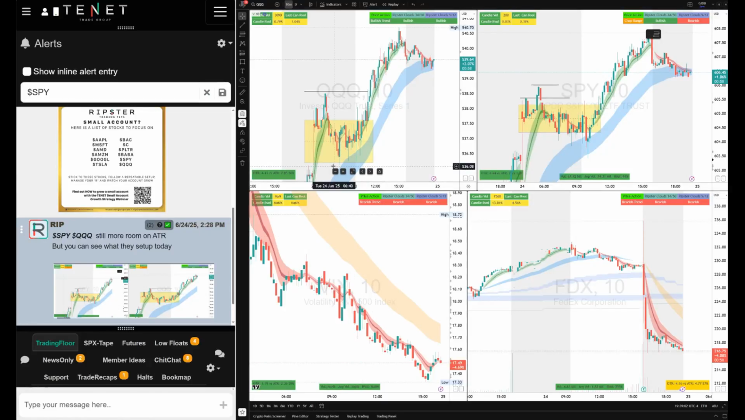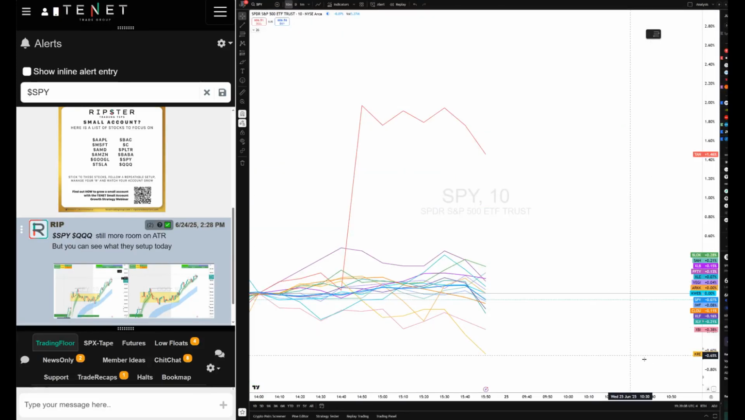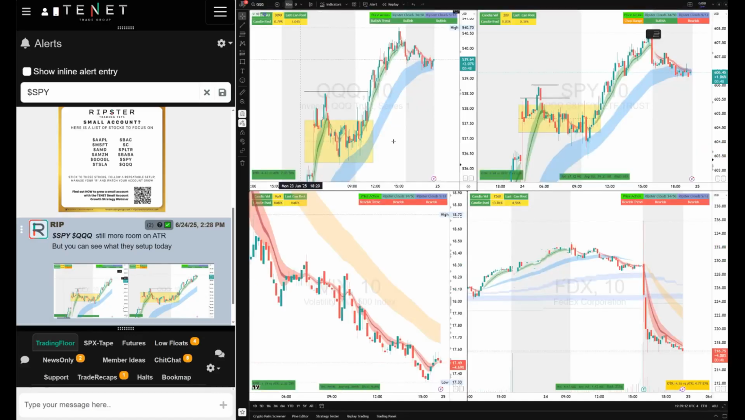Now, when the market was running, there were certain sectors, the software sectors, the cryptos, they were strong, and some sectors were weak. Regional banks were weak, XBI was weak, XLY was weak. So not everything was working.